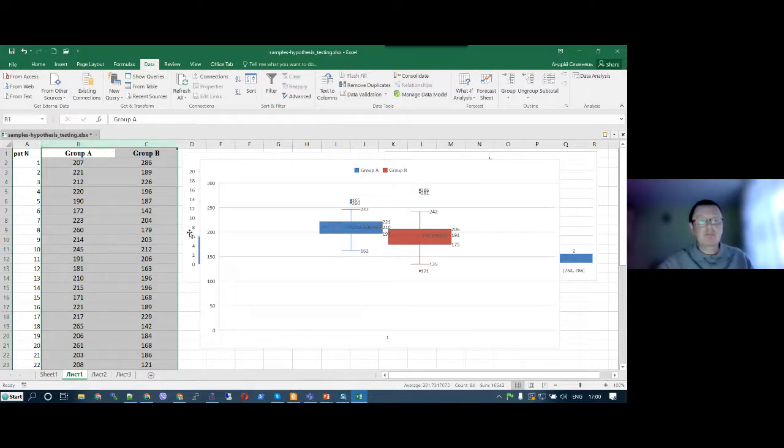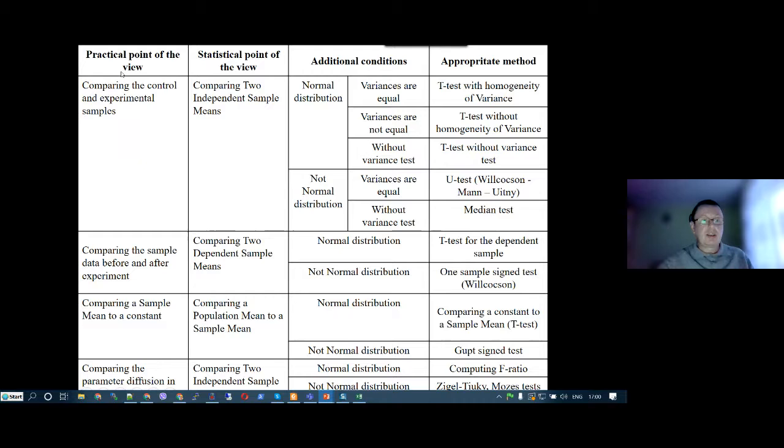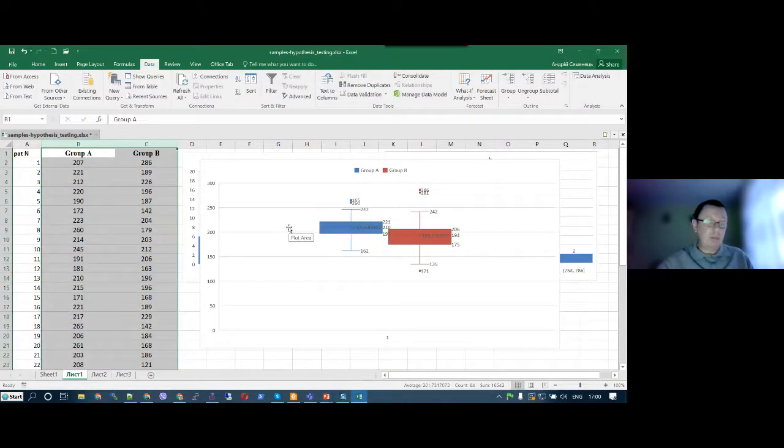So in this case, I will deal with comparing control and experimental sample means, which gives me the comparing independent sample means statistical model. And I have to create the statement of our hypotheses: the null hypothesis tells me there is no significant difference in independent sample means, and the alternative tells that there is a significant statistical difference between means in these both independent samples.